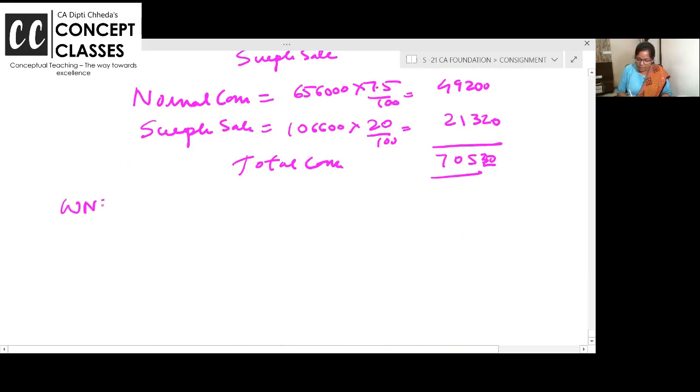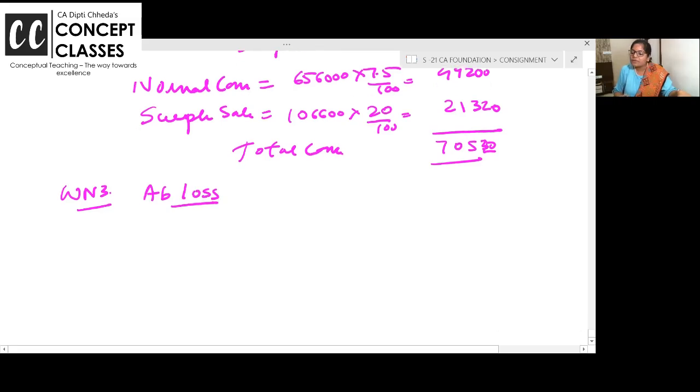Now working note 3 for inventory. And before that there is abnormal loss also. Read the last line: 20 unsold cycles were spoiled. Okay. Abnormal loss. 20 bicycles.